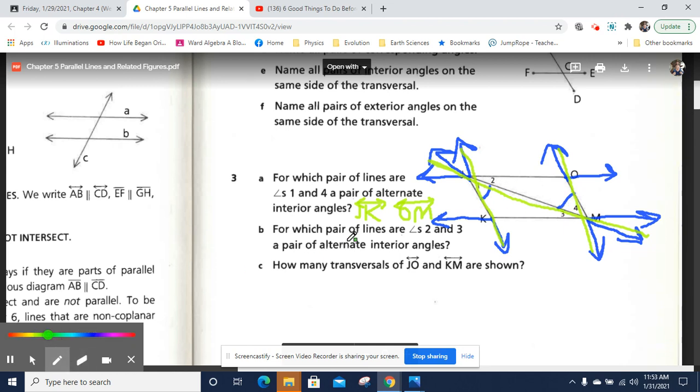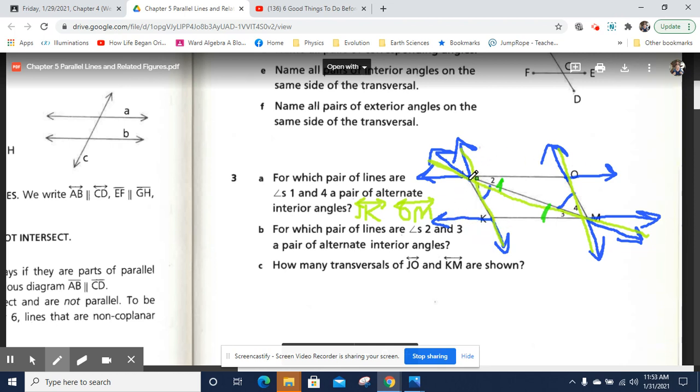Now which pair of lines are the angles 2 and 3? Okay, so I'm going to color those. This is angle 2 and angle 3, not 2 and 4. Which lines are those? Alternate interior angles: interior means they're inside, alternate means they're on opposite sides of the transversal. Now that you've seen that JK and OM are the lines that 1 and 4 are alternate interior angles for, what do you think about 2 and 3? I invite you to pause the video before I give the spoiler, and see where this is going.